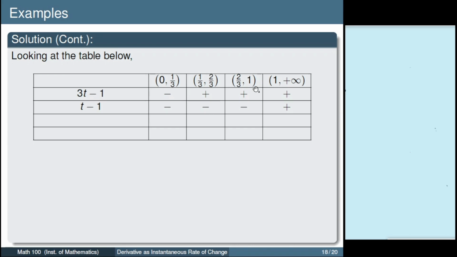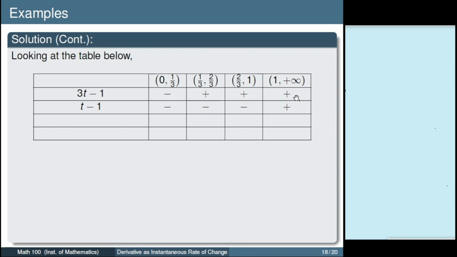Yung 2/3 to 1 naman, ang 2/3 ay 0.67. Ito ay 1, of course. So, pwedeng kunin ang 0.7, I think. So, 0.7, 3 times 0.7 is 2.1 minus 1. This is also positive. Okay. Lastly, from 1 to infinity, so 2. Nasa loob niyan. So, 3 times 2 is 6 minus 1 is 5, which is positive. Okay. So, ito yung signs for our first row.